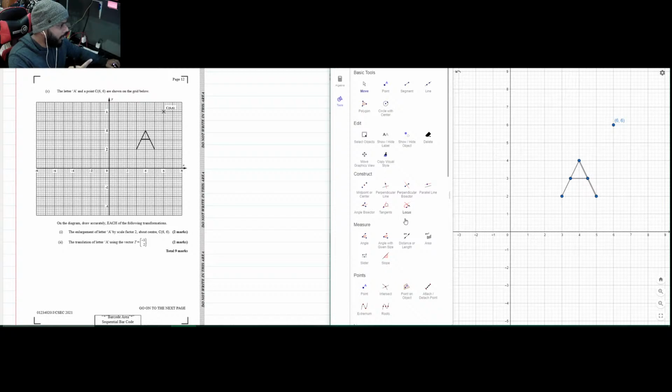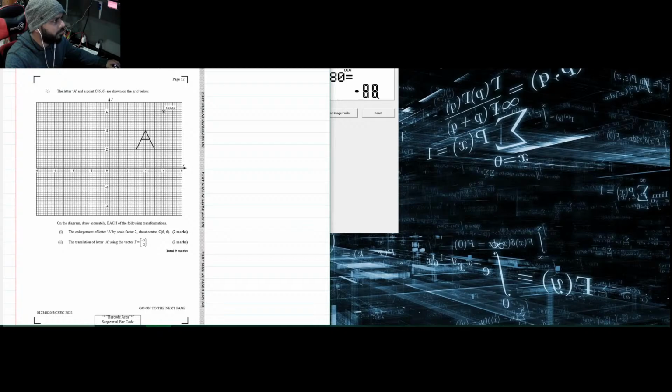So if I, again in GeoGebra, measure this distance here, I get that. Right, now on your own, draw accurately each of the following transformations: an enlargement by scale factor 2 about the center 6, 6. You can use the matrices to do this. You don't have to go through the calculation on the graph. Alright, so we're going to do that.